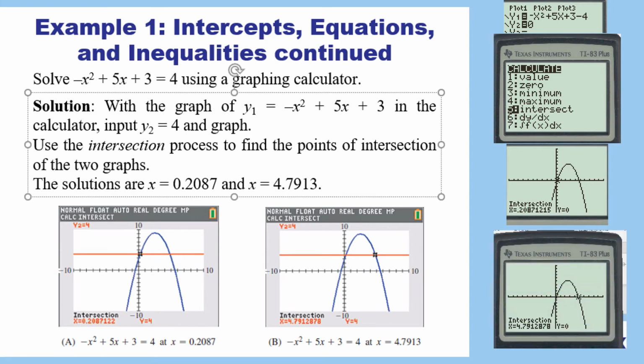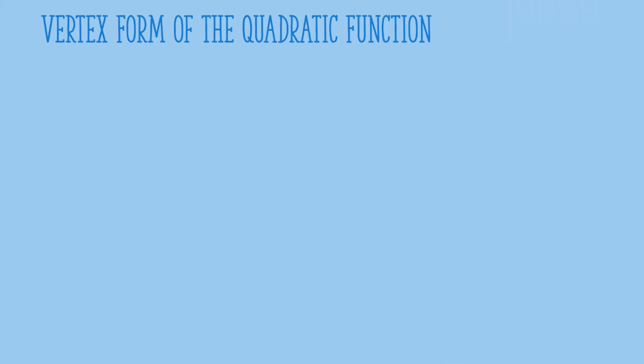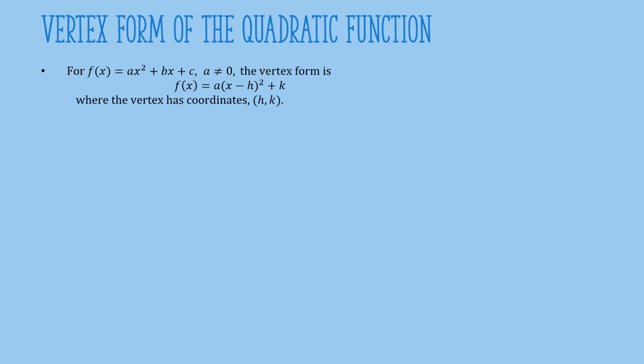In both the cases, you'll get the same answer. Sometimes we can rewrite the quadratic equation, the quadratic function, in the vertex form. The vertex form is nothing but a times x minus h the whole square plus k. We can rewrite in this form, then (h, k) will be the vertex. The original one, f of x equal to ax squared plus bx plus c, is called the standard form.